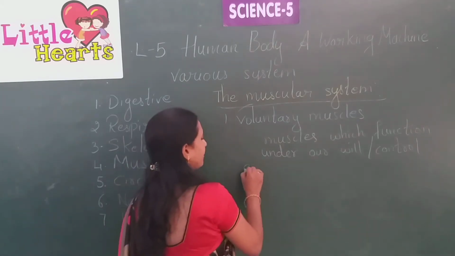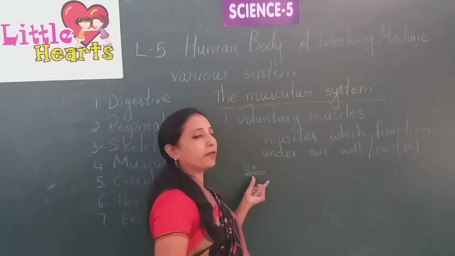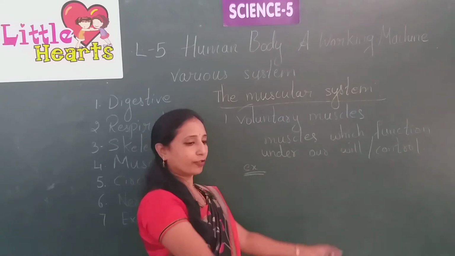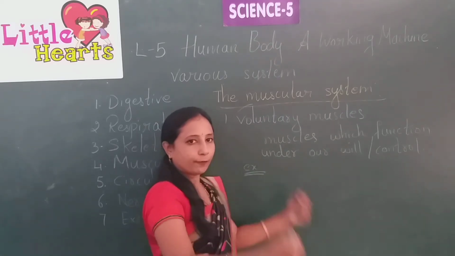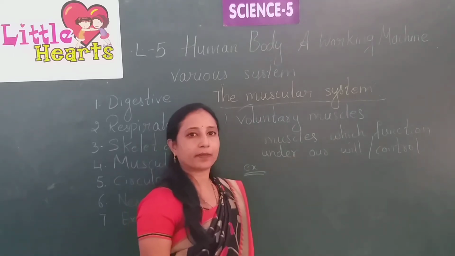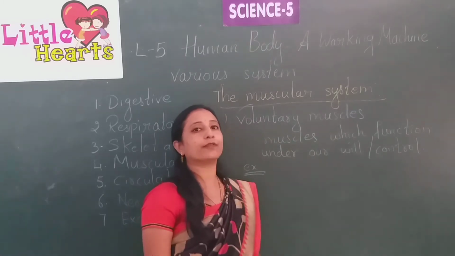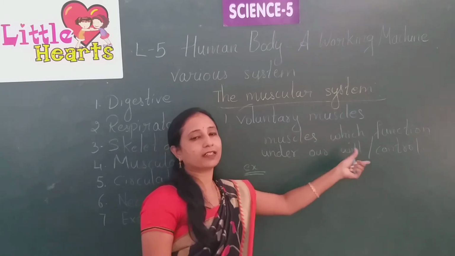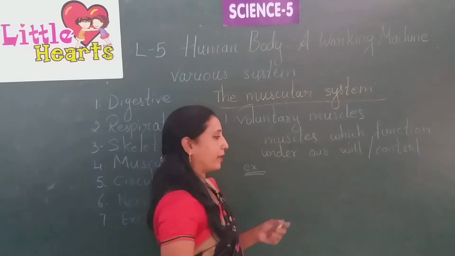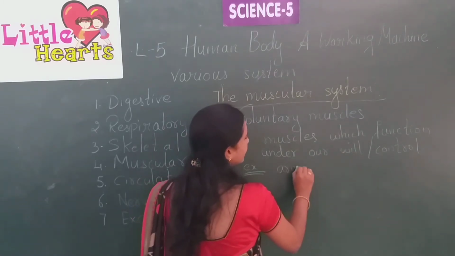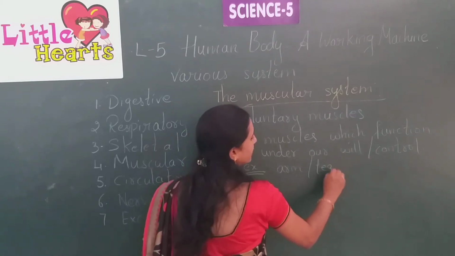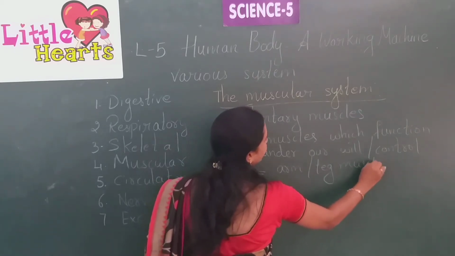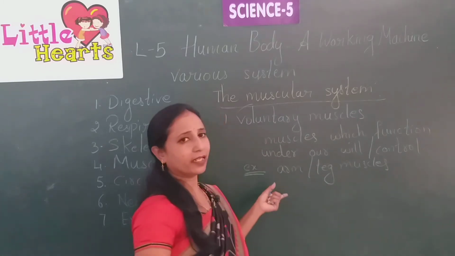For example, hand muscles: if you want to raise your hand, you can raise it. If you want to keep it straight, you can keep it. If you want to walk, only you will walk; unless it is your decision, your will and control, you will not be able to move them. So arm muscles or leg muscles are examples of voluntary muscles.